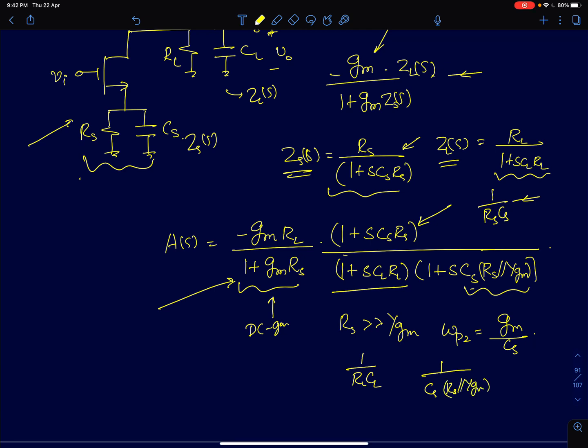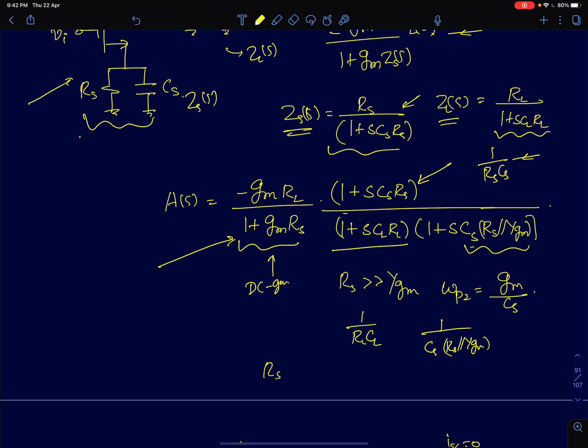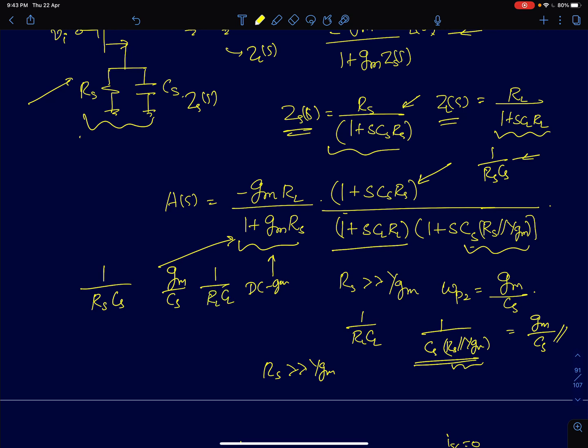Now throughout this lecture I am going to make the assumption that Rs is much greater than 1 by Gm, which means the expression Rs parallel 1 by Gm can be approximated as 1 by Gm. So the pole can be written as Gm by Cs. So the zero is at 1 by Rs Cs, we have a pole at Gm by Cs, and we have another pole at 1 by RL CL. So these are two poles and one zero in the system.